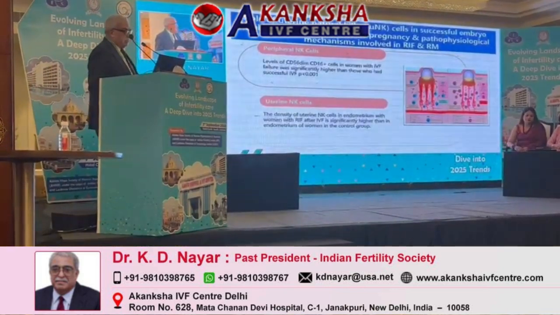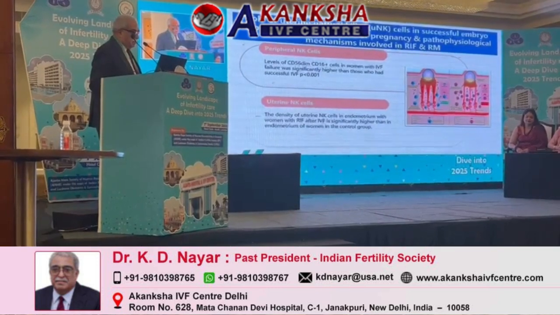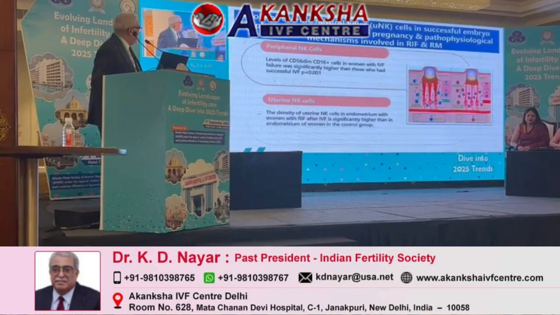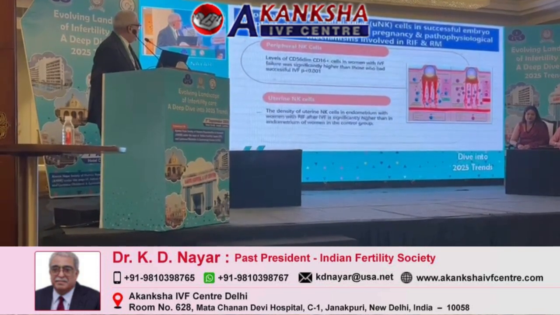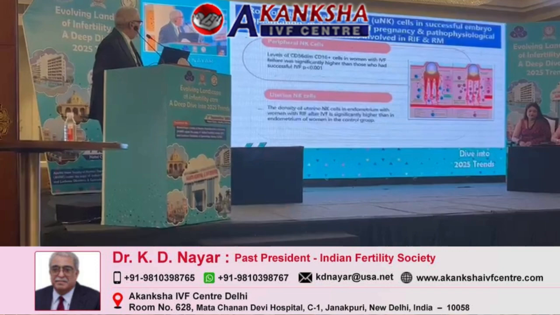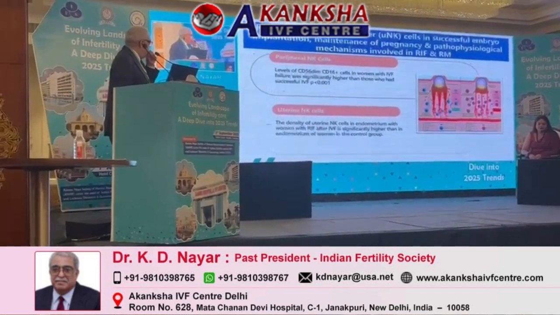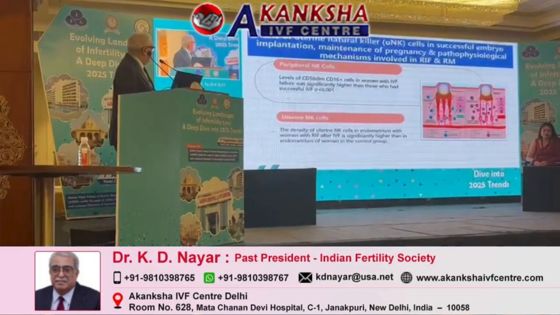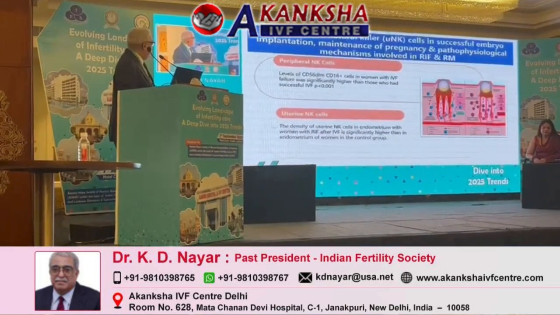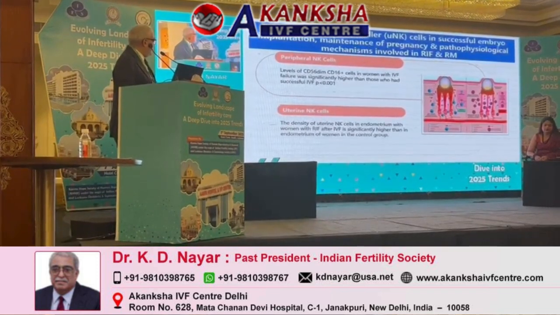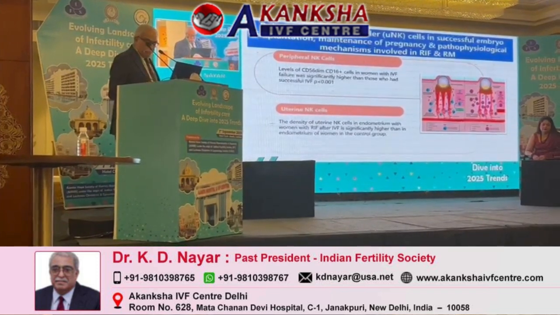The role of uterine natural killer cells: there are two types. One is the peripheral blood natural killer cell level; CD56 dim and CD16 plus cells seen in IVF failure are significantly higher than in those with successful IVF. As for the uterine natural killer cell, the density of uterine natural killer cells in the endometrium of women with RIF after IVF is significantly higher than in the endometrium of women in the control group.